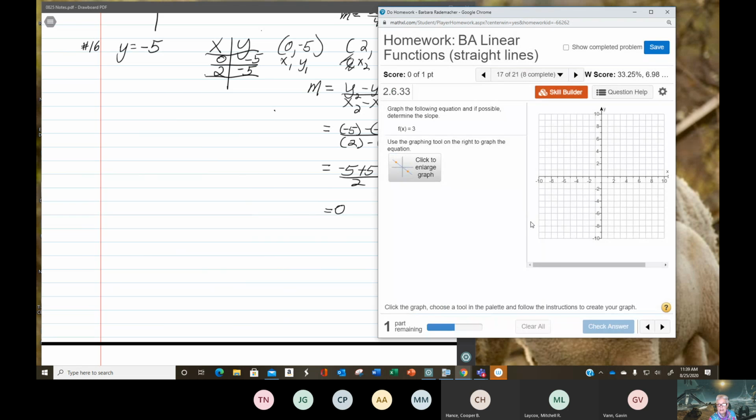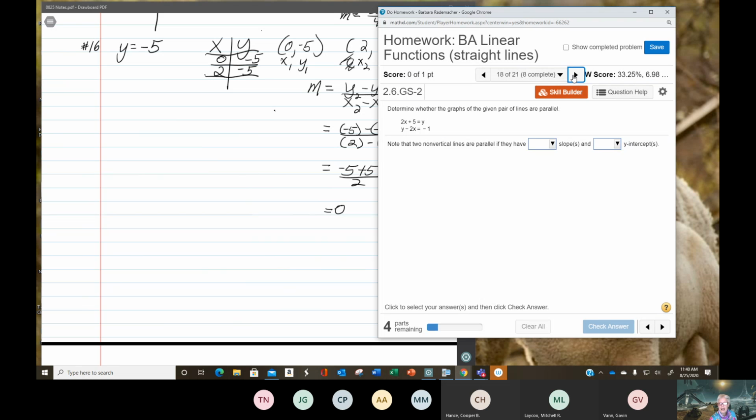Wow, time passes fast when you're having fun. Graph the following equation and if possible determine the slope. This is a trick. f(x) is y. So this is really just y equals 3. Horizontal line, slope 0. Now, yeah, we got time. We've got 5 minutes. Let's push it to the limit.